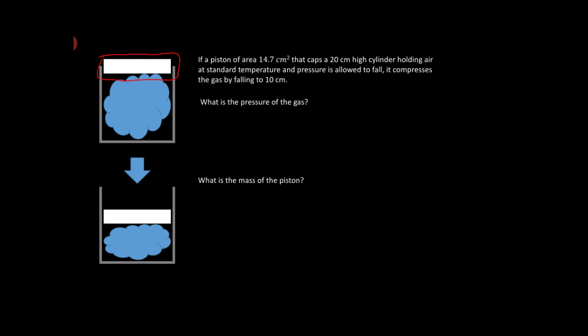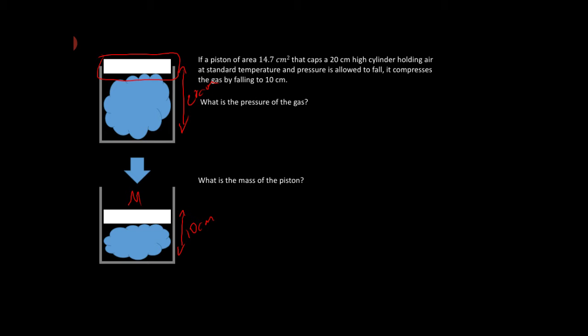And then we're going to take this piston, put it on top of that gas, and let the piston fall. It's going to fall from being at 20 centimeters down to 10 centimeters, and that's going to increase the pressure of the gas. After it does that, we can figure out by how far it's compressed how much this piston weighs.